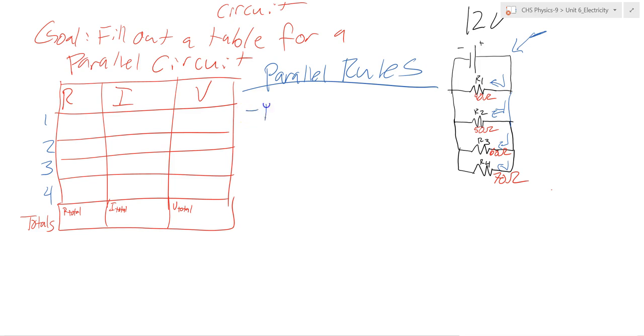So R is still easy. Fill it in. Here we are saying that R1 is 40 ohms, R2 is 50 ohms, 60 ohms, and 70 ohms. I just got that from right here.